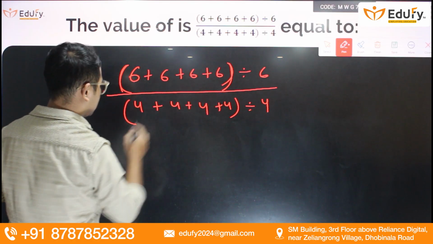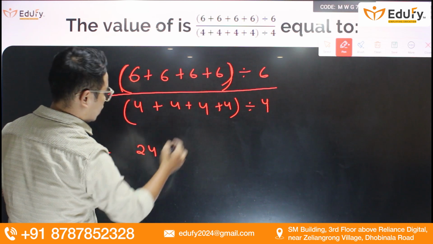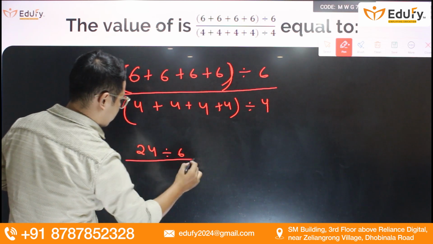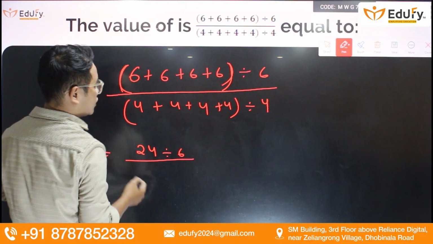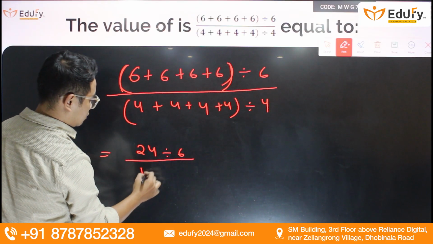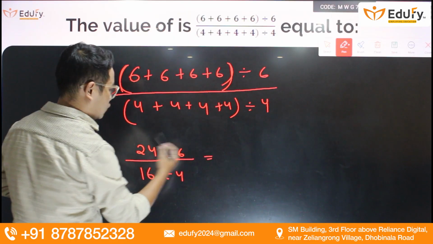If I add all this, 6 plus 6 plus 6 plus 6, I'm getting 24. And then we have divided by 6. Same thing here: all these are plus inside the bracket, so I will do the bracket first. Here I'm getting 16 divided by 4. So here I'll get 6 4s are 24.